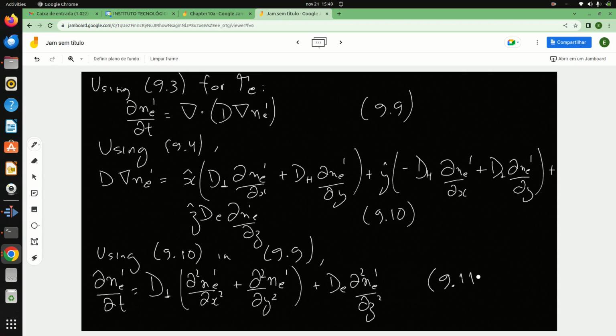Now, this equation is almost the diffusion equation. You have here the two horizontal components of the Laplacian, which is present in the diffusion equation: del t equal to the Laplacian of n. In Cartesian coordinates, these are two components of the Laplacian plus this one, right? The difference is that the coefficient for this one is different from the diffusion coefficient for the other ones.